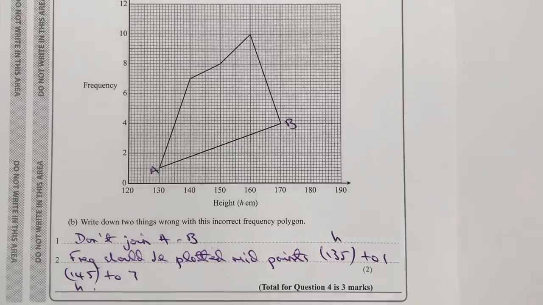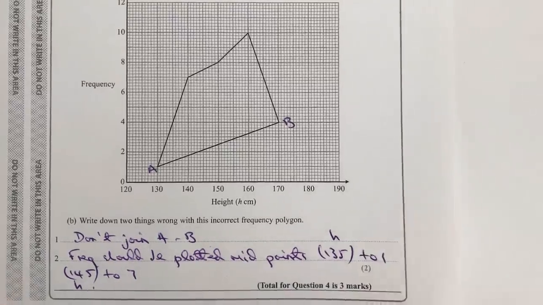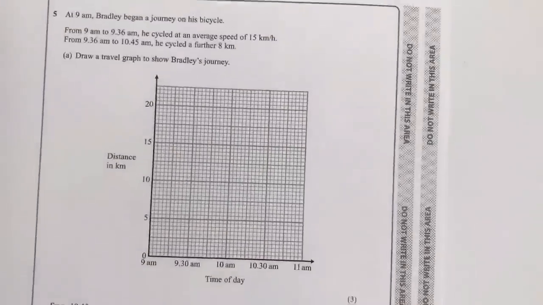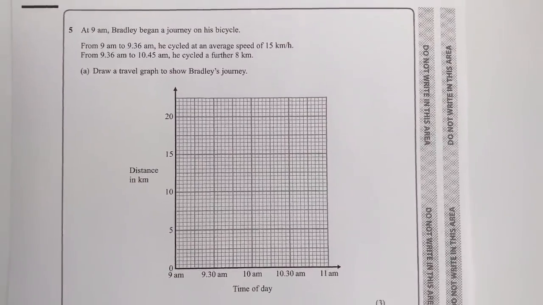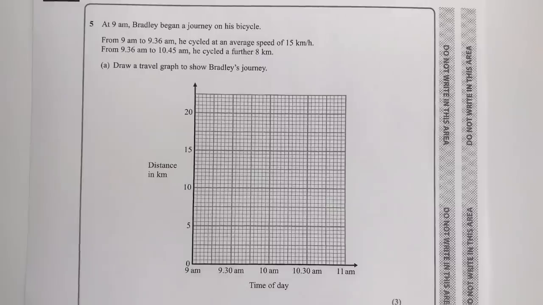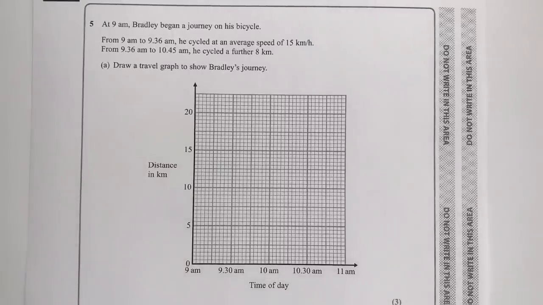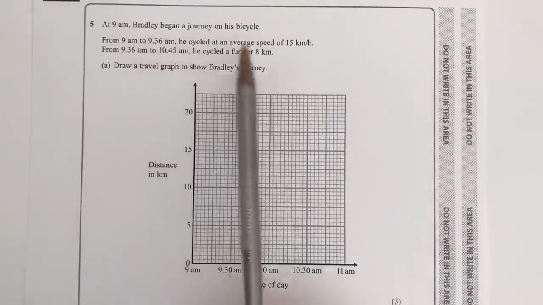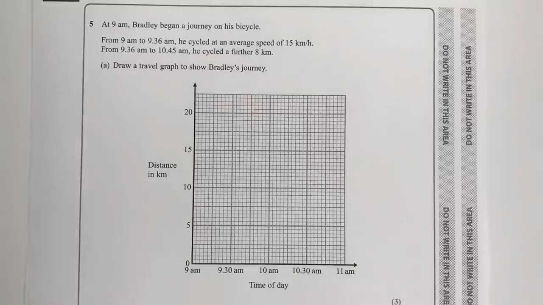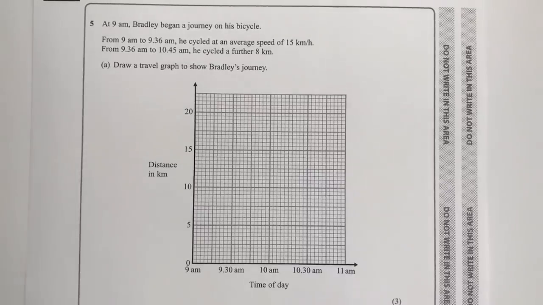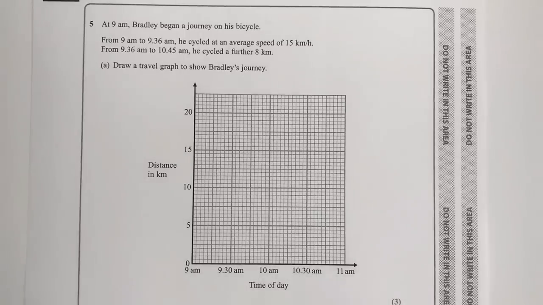And question number 5, we're being asked to plot a journey. Okay, now these are perhaps a little bit more popular within GCSE, so this is something that you do definitely need to practice. You do come across these types of questions quite frequently. Okay, so speed, distance, time is a thing that you need to remember with all of this. So what we're saying is that this guy began a journey on a bicycle, and from 9 o'clock to 9:36 he cycled at an average speed of 15 kilometers per hour. So that should be telling you that really we need to be looking at speed, distance, time.